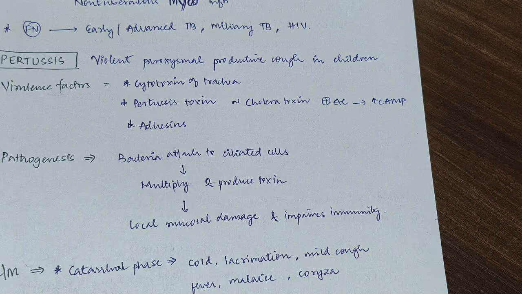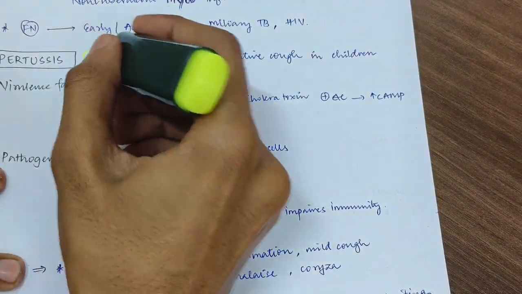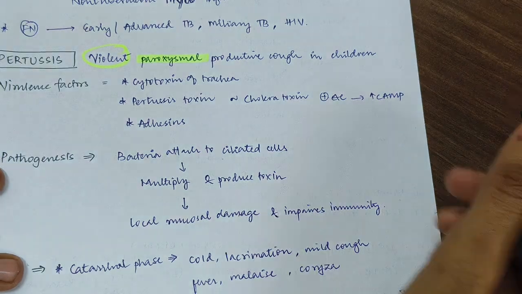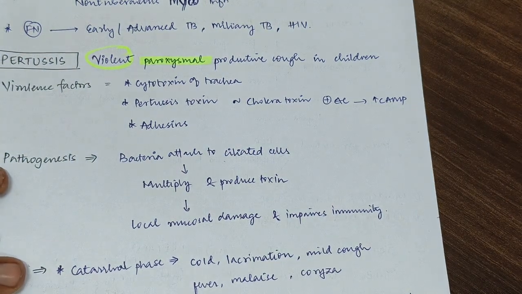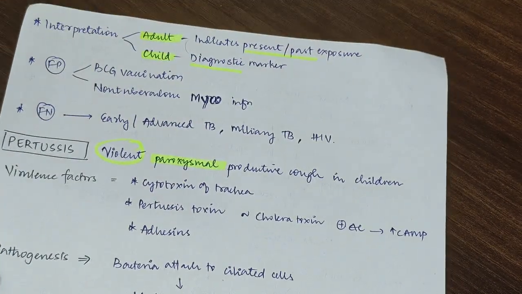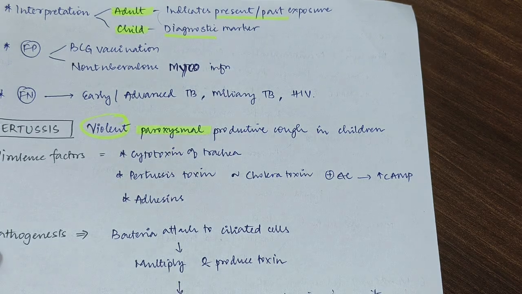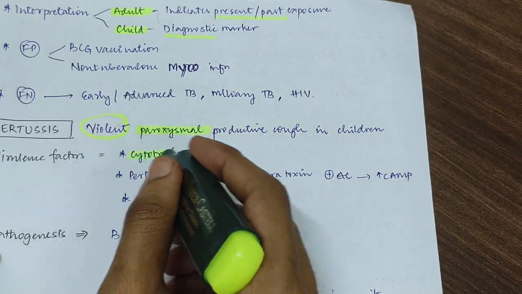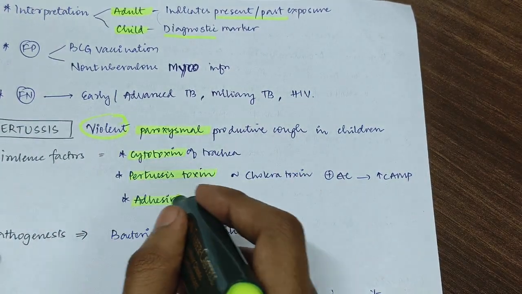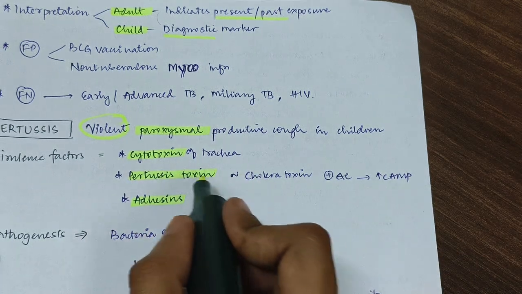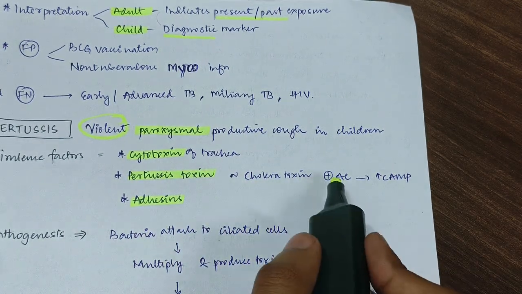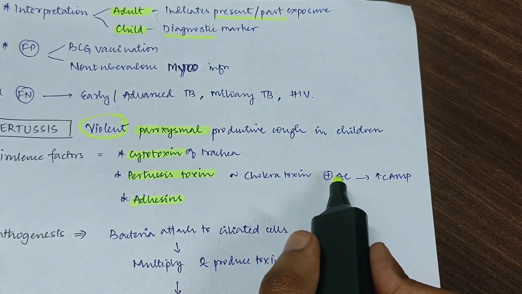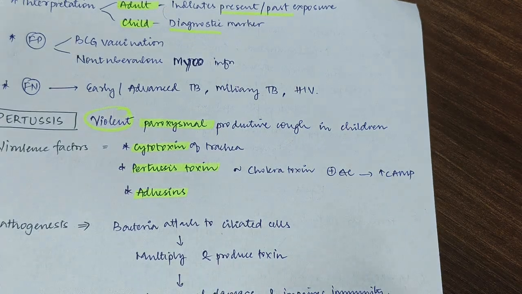Next disease is pertussis. It is a violent paroxysmal productive cough in children. Virulence factors are cytotoxin, pertussis toxin and adhesins. This pertussis toxin is similar to the cholera toxin, which stimulates adenylate cyclase and increases cyclic AMP.